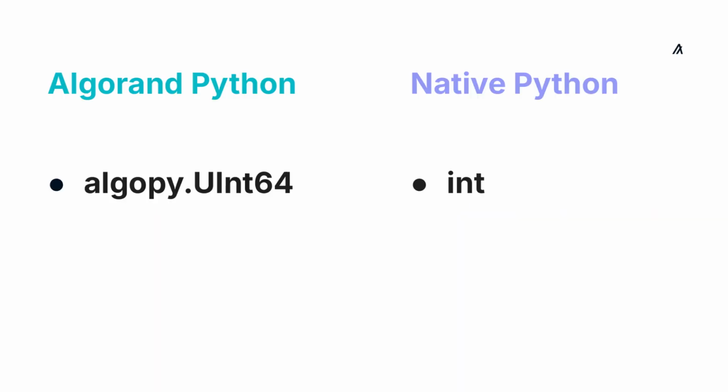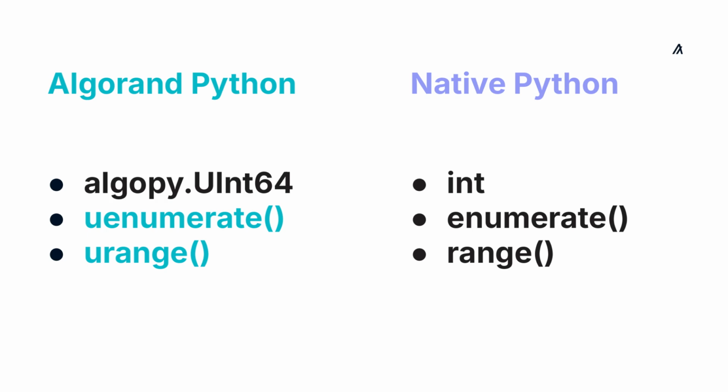Now, Algorand Python uses algopy.UInt64 as the default number type rather than int like native Python. So it provides UInt64 supported for loop functions like uenumerate and urange for creating sequences and ranges.